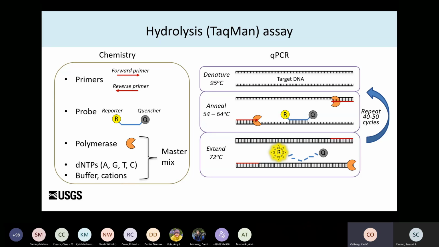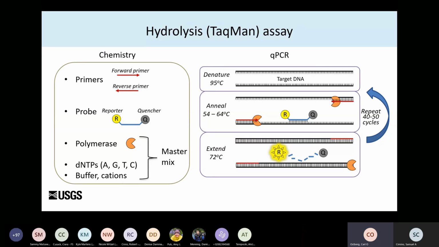The chemistry is similar to conventional PCR, with the exception that we have a probe being added here. The probe consists of a string of nucleotides about 18 to 25 bases in length. And like the primers, the probe is complementary to a target DNA sequence, so it's going to bind to target DNA. The probe also provides an additional layer of specificity to the assay.